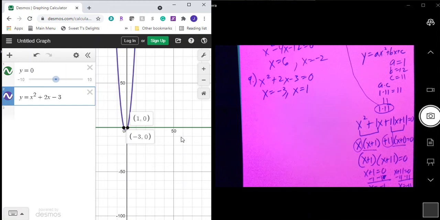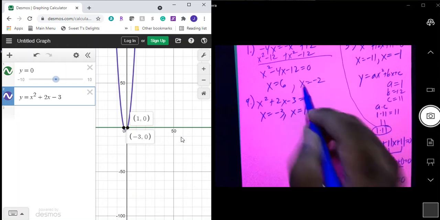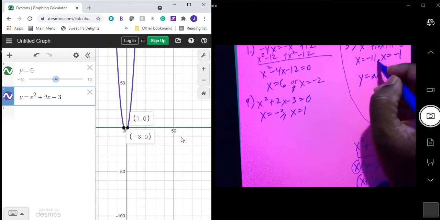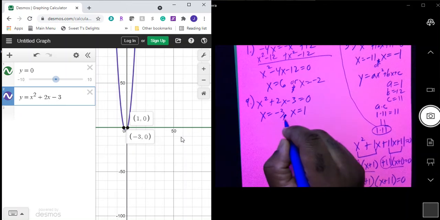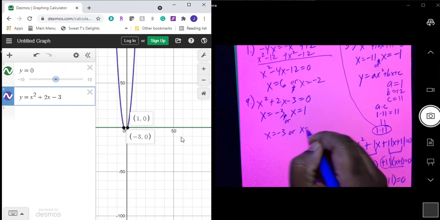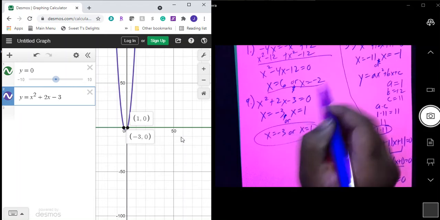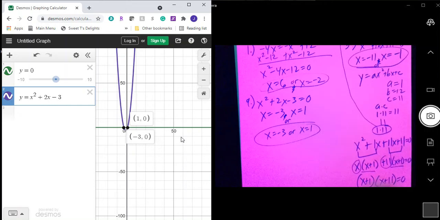Now, what I should have been doing, and I made this error, so I just want you all to go back and do this here. It's only been 2 problems. Instead of a comma in between these x's, I should have written the word or. Let me write that: x equals negative 3 or x is 1. That's because either answer would work. So remember, it was supposed to have the word or instead of the comma.